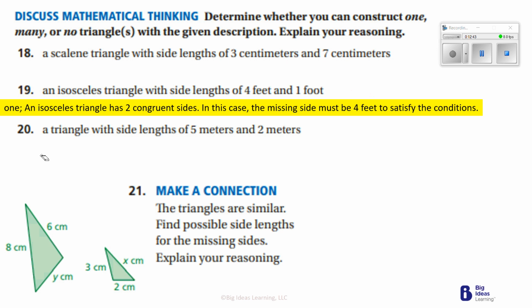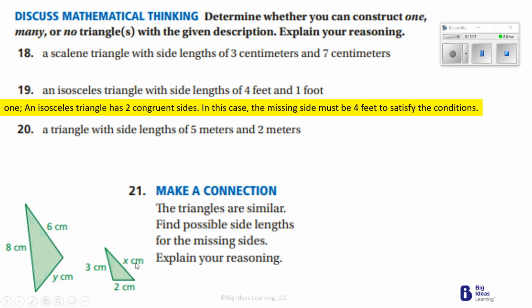Now we've got number 21. 21 says, make a connection. The triangles are similar, so we know they're similar. Find the possible lengths for the missing side, and explain the reason. Over here, we got 6, 8, and something. Here, we got 3, 2, and something.